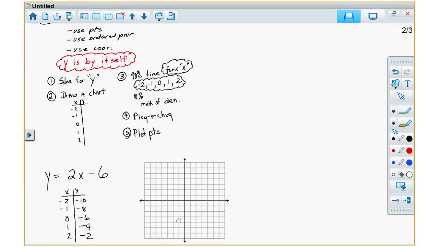1, 2, 3, 4, 5, 6, 7, 8. Okay. 0, negative 6. 1, 2, 3, 5, 6. 1, negative 4. 1, 2, 3. 2, negative 2. And you can see that line. And that's how you do the first method of graphing.